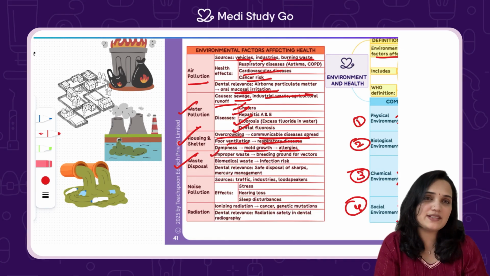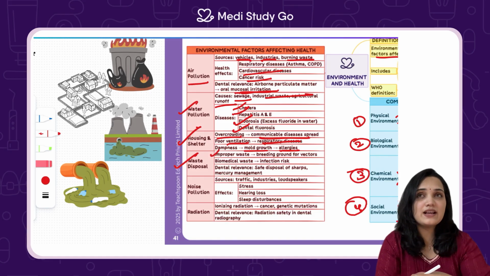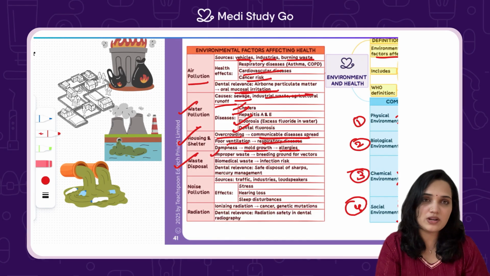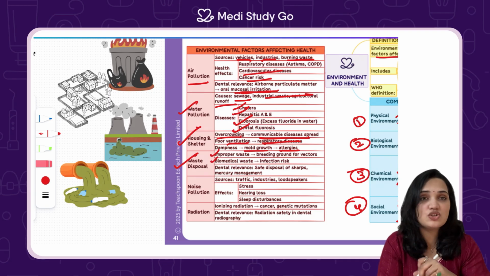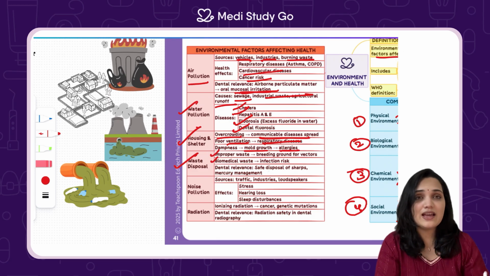When there's improper waste disposal, it is a breeding ground for insects and rodents, which are rats. So biomedical waste also poses such infectious risks. That's what it has to do with our profession.